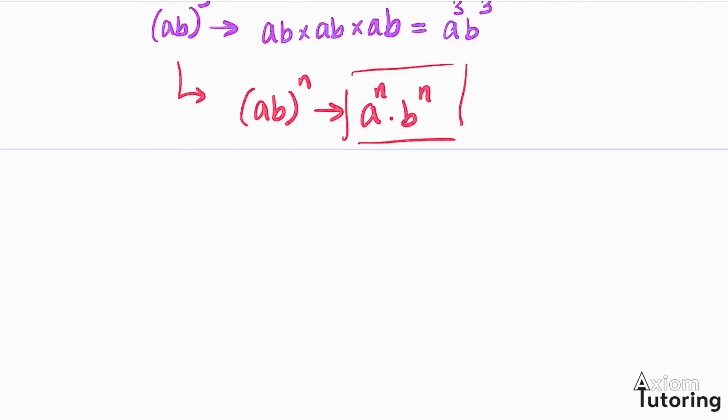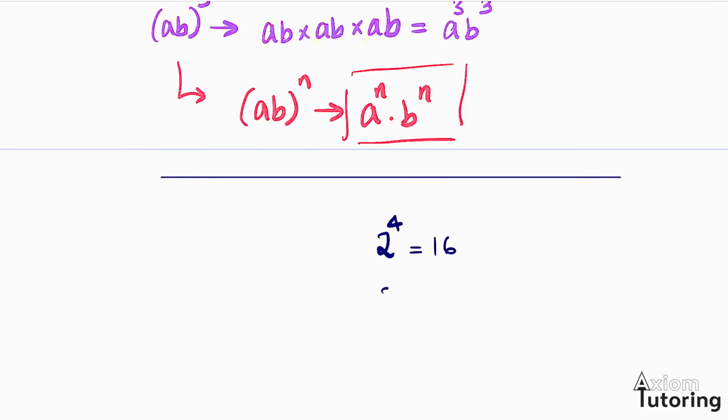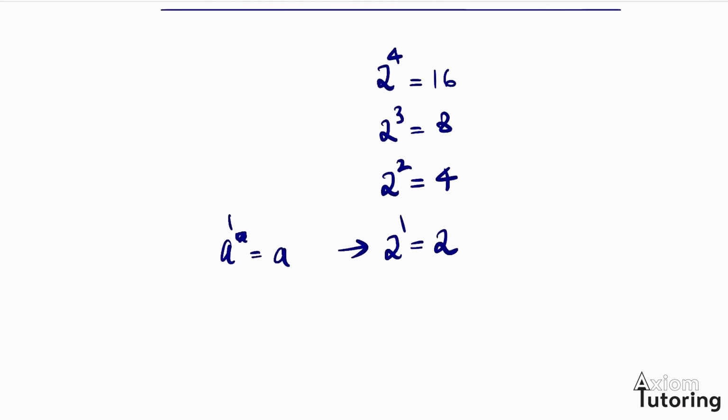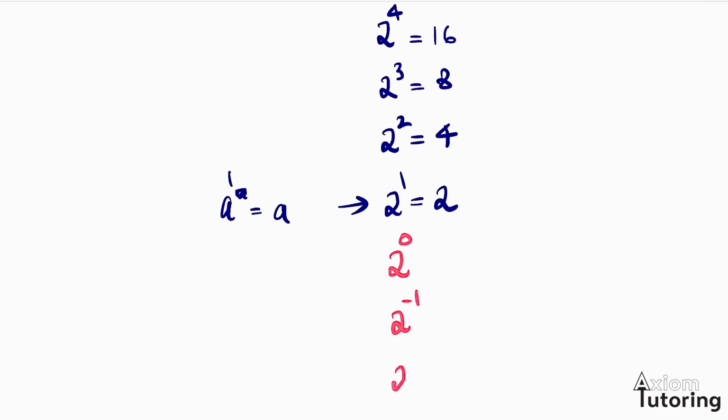Finally, we're going to explore 0 and negative numbers. And you're going to see how they're just an extension of the rules that we've learned so far. We start with 2 to the 4, which is 16, 2 cubed, which is 8, 2 squared, which is 4, 2 to the 1, which we know because A to the 1 is A. 2 to the 1 is 2. What if we were to continue using this logic? Next, we would have 2 to the 0, 2 to the negative 1, 2 to the negative 2.